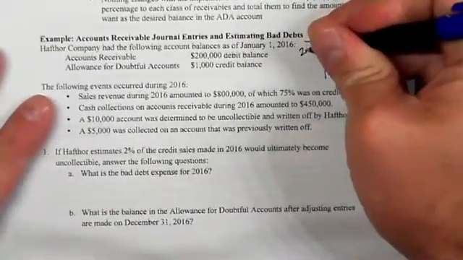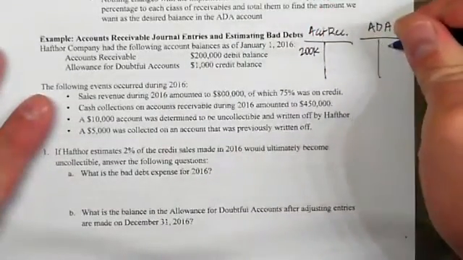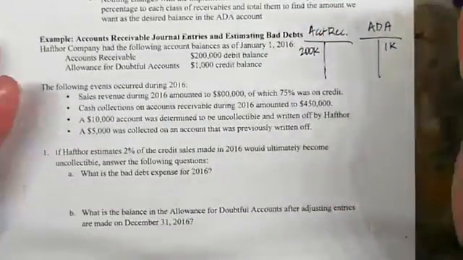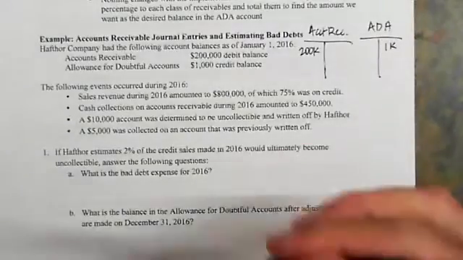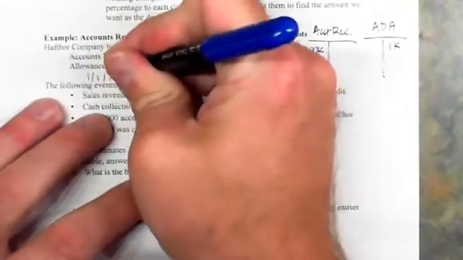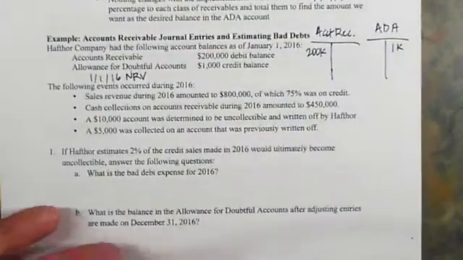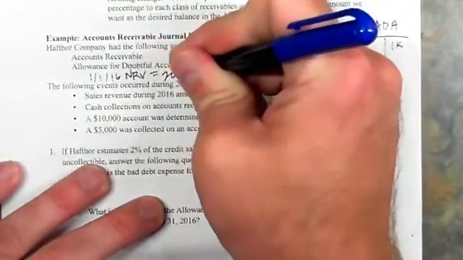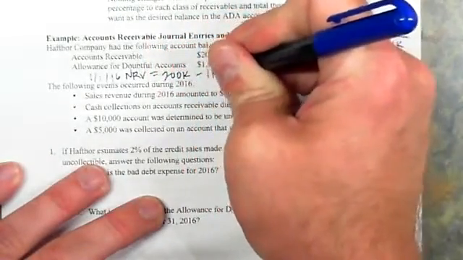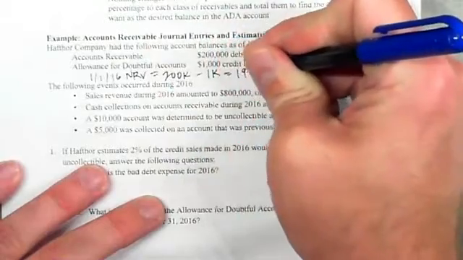So the $200,000 debit balance, the $1,000 credit balance here. So the starting net realizable value, NRV, is what we see on the balance sheet. That's going to be 200 minus 1. So that's 199.